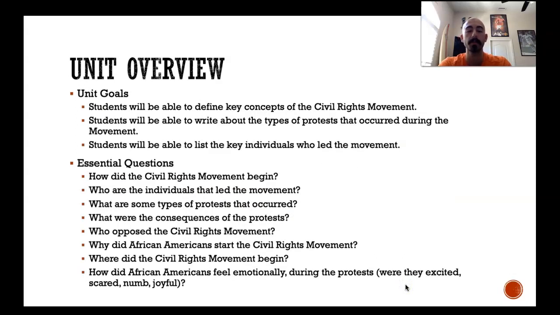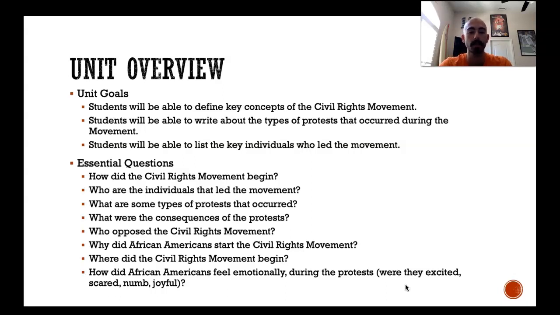Unit goals. I have three unit goals. The first is that students will be able to define key concepts of the civil rights movement. The second is that students will be able to write about the types of protests that occurred during the civil rights movement. And students will be able to list the key individuals who led the movement.